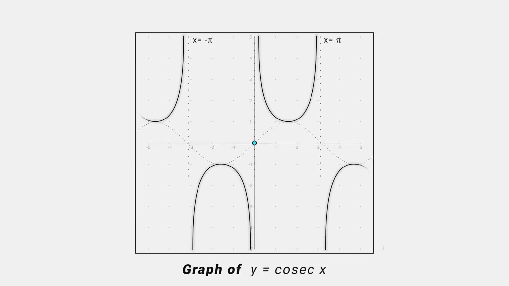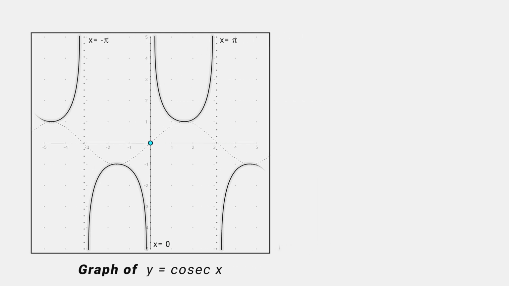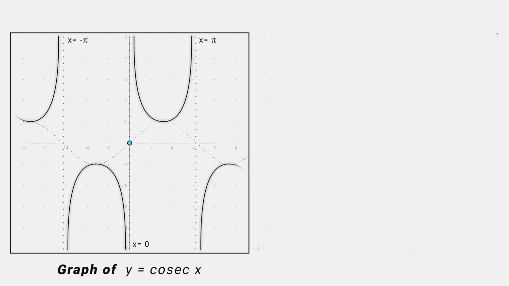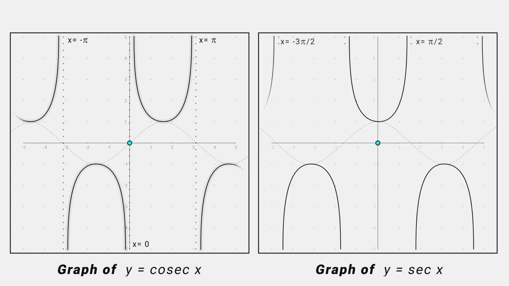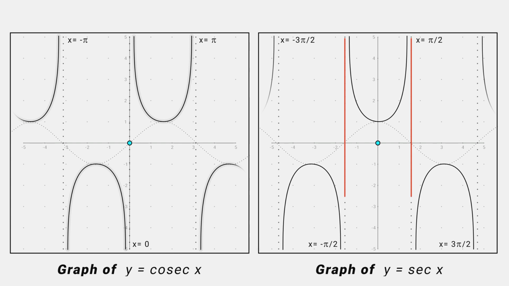The graph of cosecant x looks like this. Here x equal to 0, plus minus pi and so on are asymptotes of cosecant x. Similarly, the graph of secant x looks like this. And x equal to plus minus pi by 2, plus minus 3 pi by 2 are asymptotes of secant x.